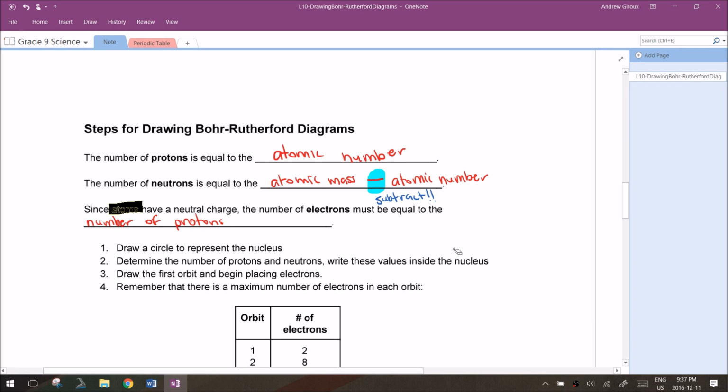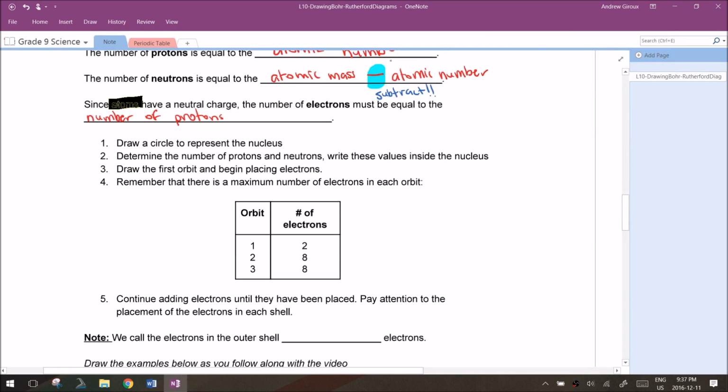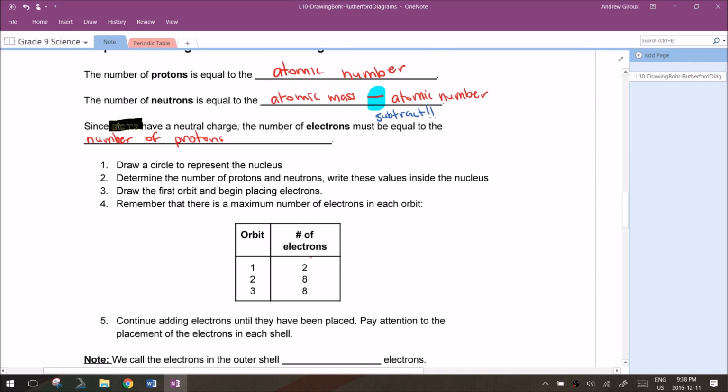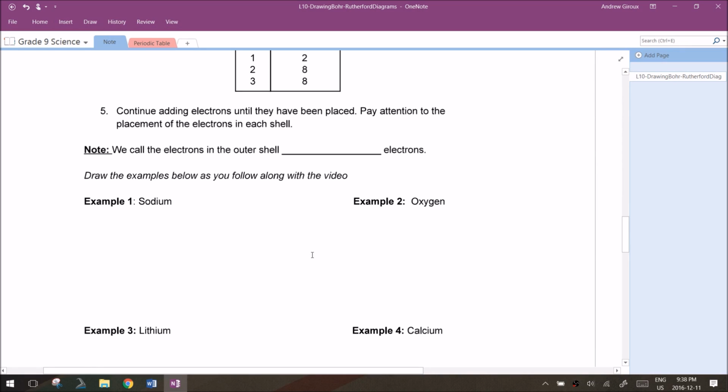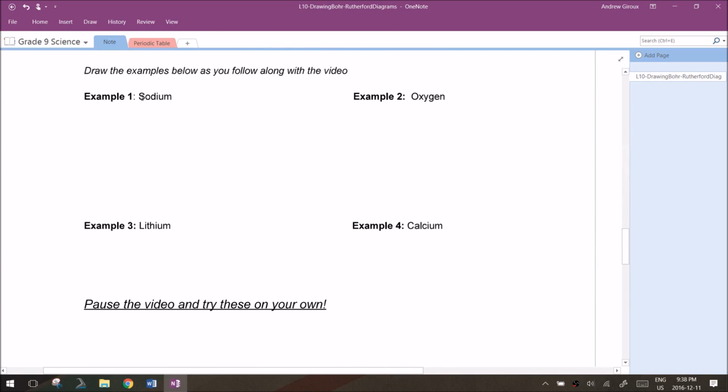So next piece here is the steps on how we actually go about drawing our Bohr-Rutherford diagrams. I'm going to refer to these steps as I go through the next few examples. So what I want you to do is just copy down and work through the examples with me, but these steps are here on your handout for you to refer to. Okay? So let's just start by drawing sodium. Notice here it just says sodium, so I'm not given this more complicated isotope notation. I'm just using a normal sodium atom.